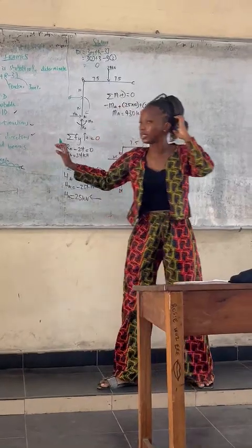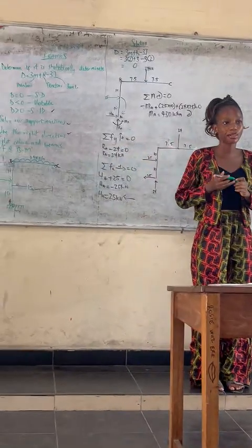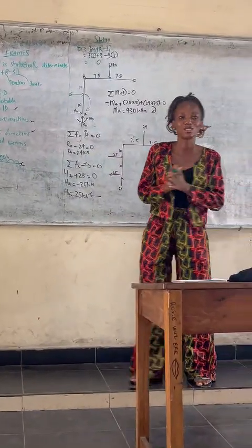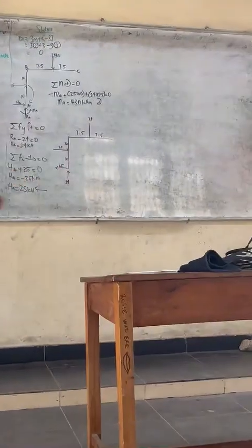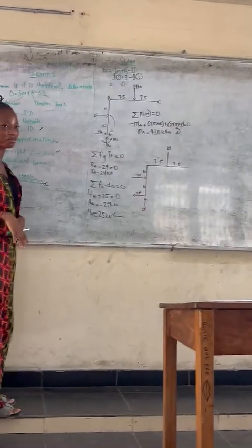Now, the next step is step 4. Please, I hope I'm not too fast. I'm too fast? Yes. Sorry, sir. So where did we stop? Let's go through it again.